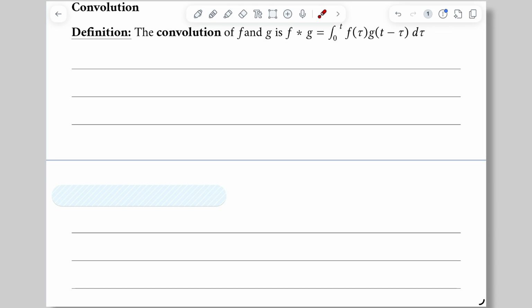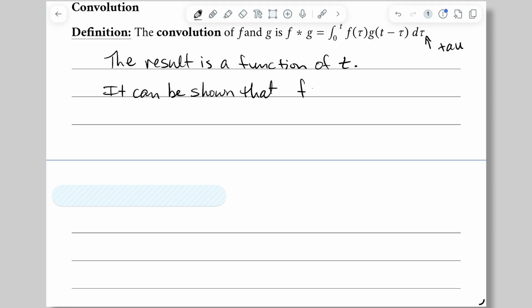We're going to see a new way that two functions can interact, and it's called the convolution. The convolution of f and g is denoted by f asterisk g, or f star g, and it is the integral from 0 to t of f of tau times g of t minus tau d tau. That variable is the Greek letter tau. And since we're integrating with respect to tau and then substituting for tau 0 and t for the lower and upper limits of integration, the result is a function of t.